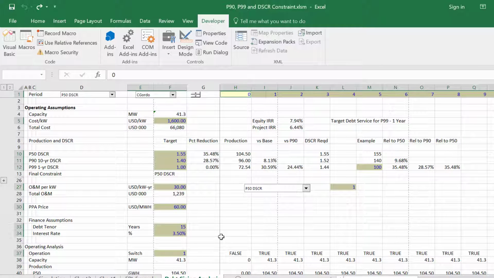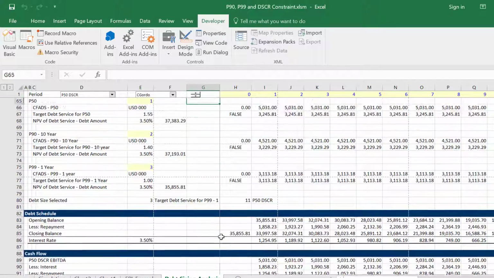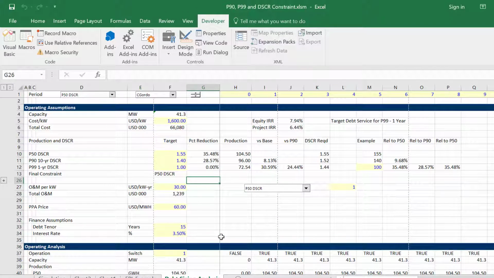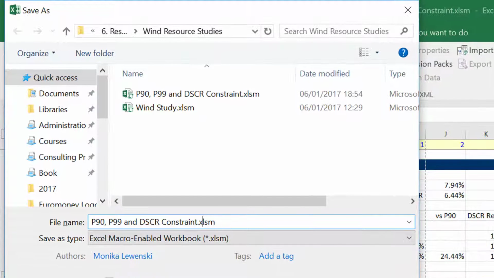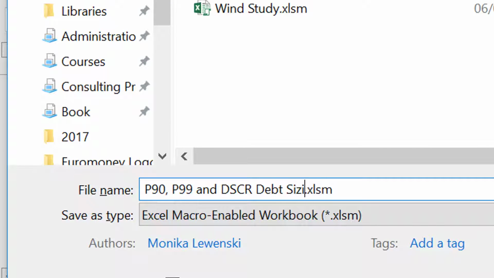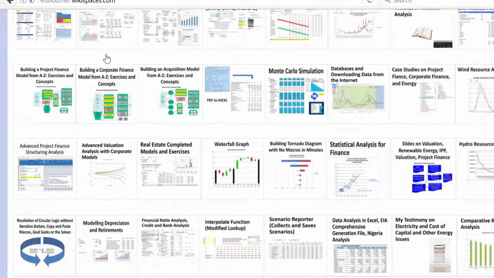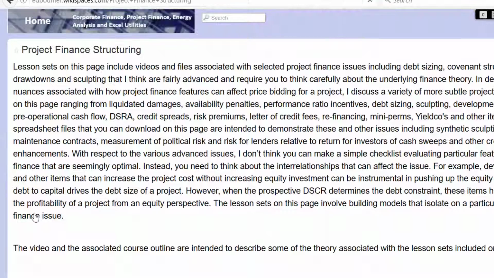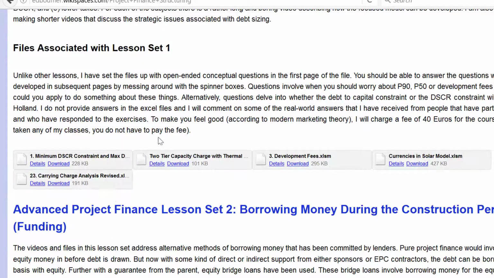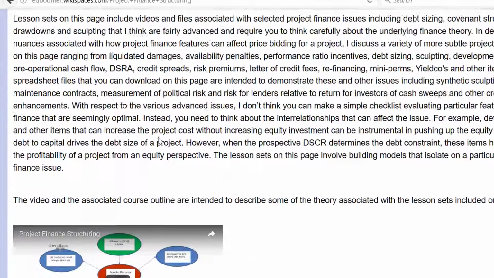I'm just pressing Shift Control C and finishing up all of our analysis. So the debt sizing this time has three different scenarios, and then we put the debt schedule. So I'm putting this file, I'm going to call this one debt sizing. That will be on the website in two different places. It will be in the advanced structuring, we'll put it down here in the files associated with lesson set 1, and lesson set 1 was this debt sizing lesson.